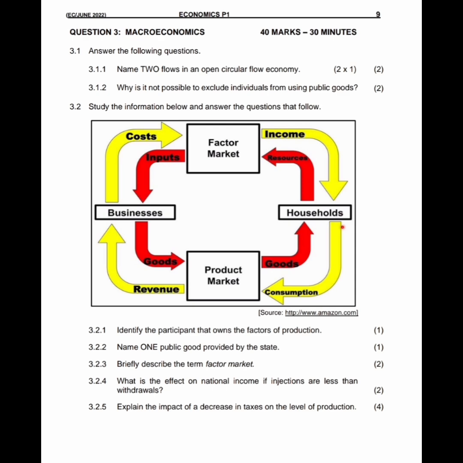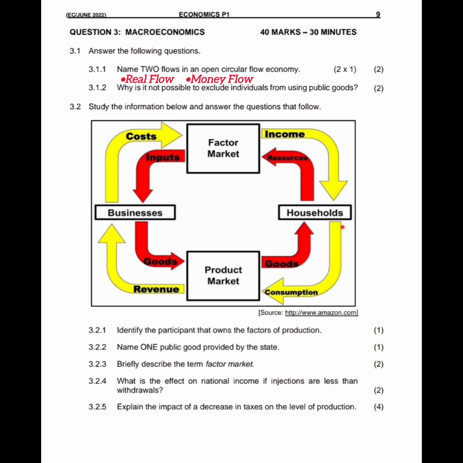3.1.1, name two flows in an open circular flow economy. So as we know, we only have two flows, as I've explained before. So here we have our real flow and money flow. And then 3.1.2, why is it not possible to exclude individuals from using public goods?